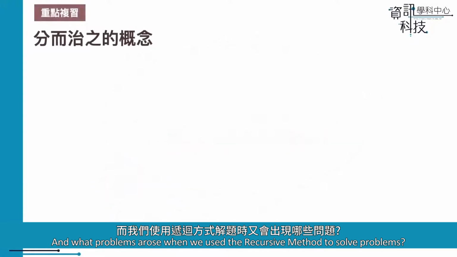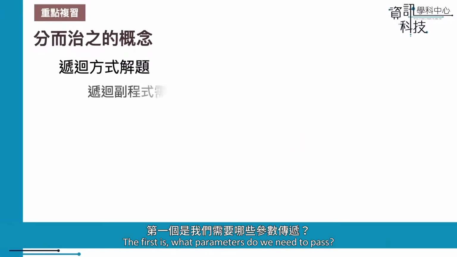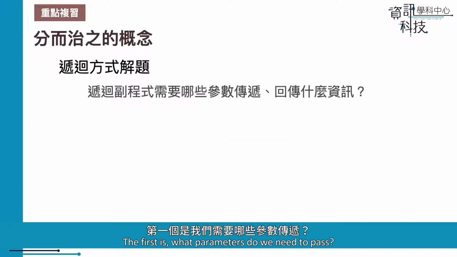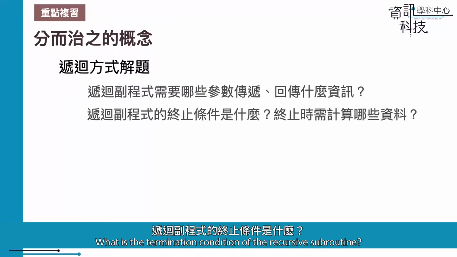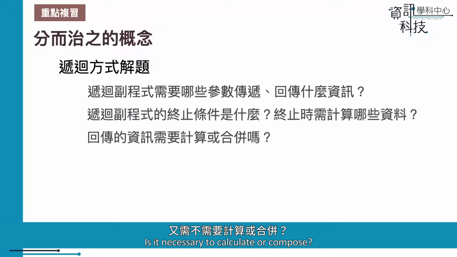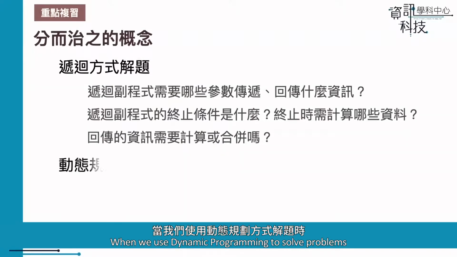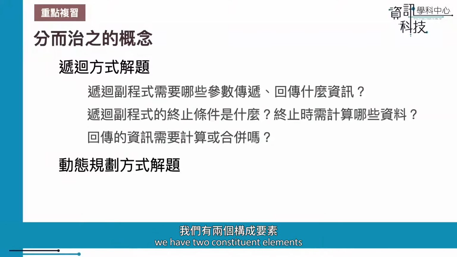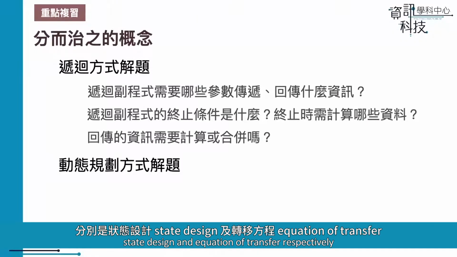And what problems arose when we used the recursive method to solve problems? The first is, what parameters do we need to pass? What is the termination condition of the recursive subroutine? Next, what data do we need to calculate? And what information do we need to return? Is it necessary to calculate or compose? When we use dynamic programming to solve problems, we have 2 constituent elements, state design and equation of transfer respectively.